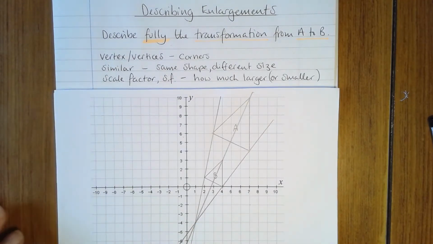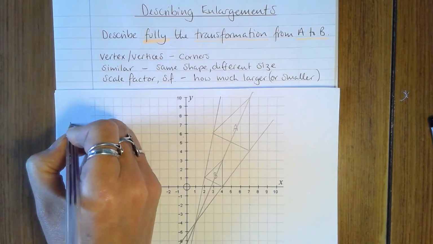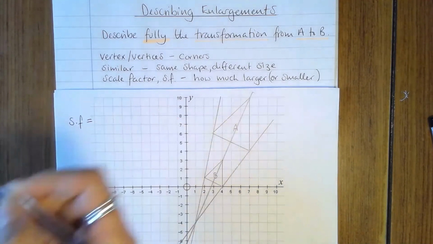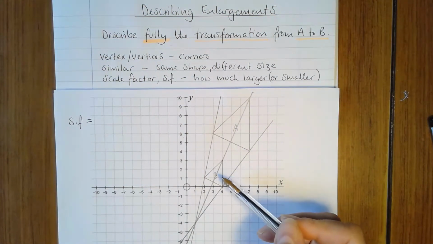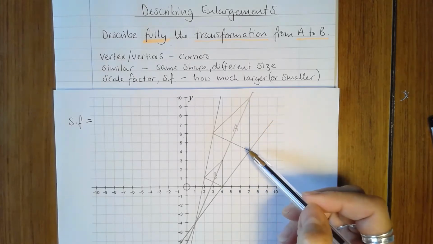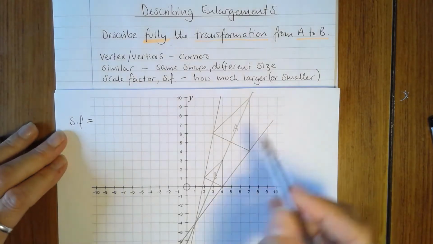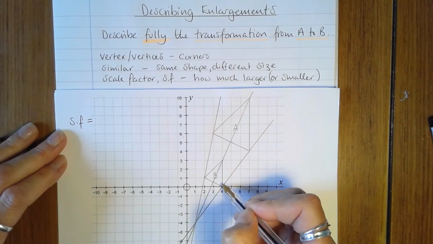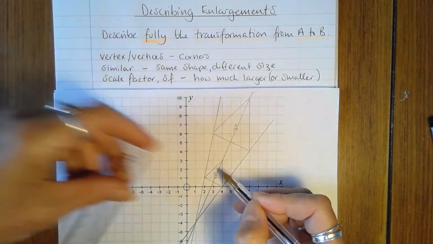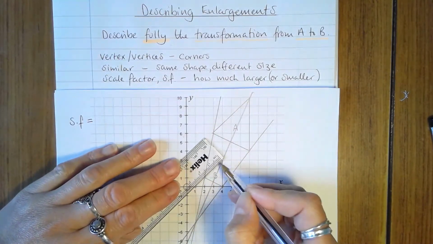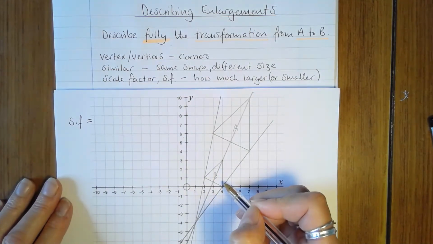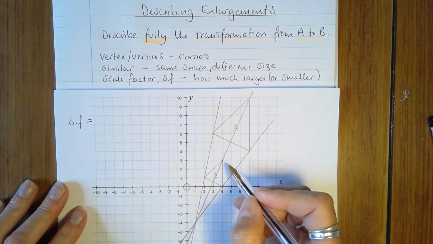Now, to find the scale factor of enlargement, SF for short, we divide the length of one of the sides on the new shape by the length of one of the sides on the original shape. So here, the length of this side here is easy because it's 3 units, whereas these you would have to measure with a ruler, and that means there's likely to be a bit of human error in there. So always use a vertical or horizontal side if you can, so that you can calculate this exactly.